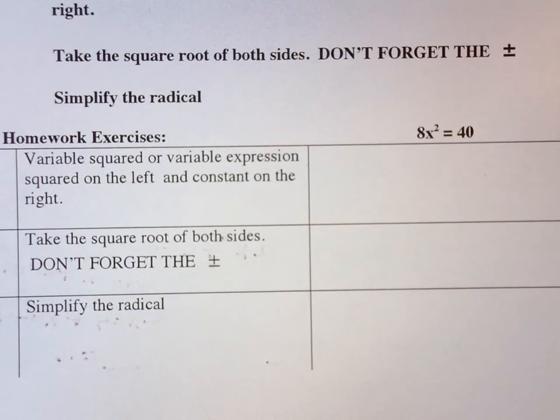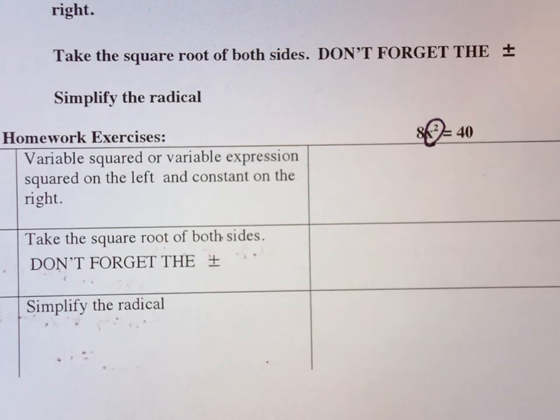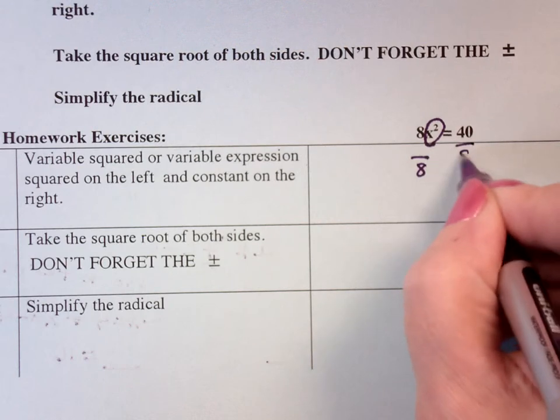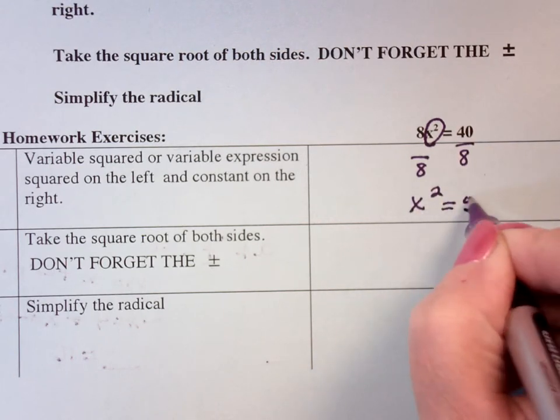It says variable squared or variable expression squared on the left, constants on the right. Here's the square of the variable. I need to get rid of the 8, so I'll divide both sides by 8. So this says that x squared equals 5.